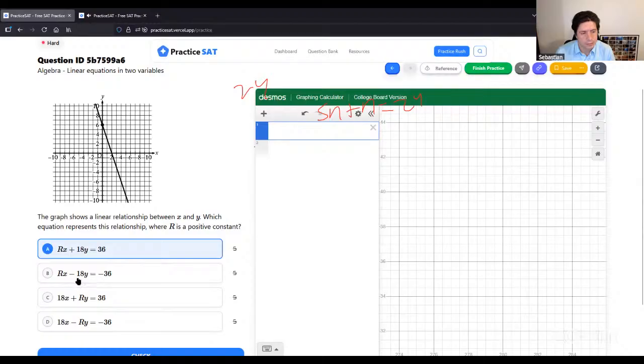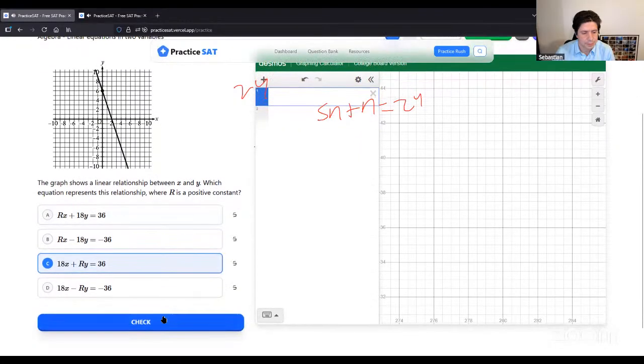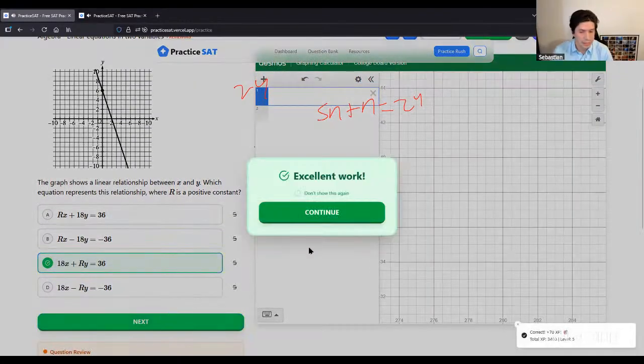Interesting. So 18y, okay, so here when x is 0, y is 2. That doesn't work because we want y to be 6. So it has to be the other one. So it should be C. Let's check. Okay. Anyone have any questions on this? If you do, feel free to ask me.